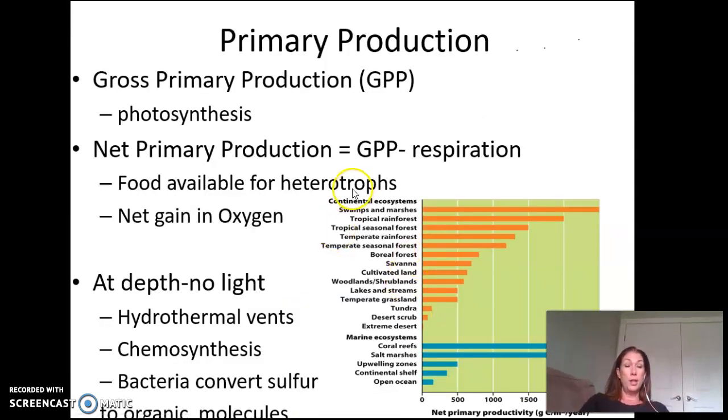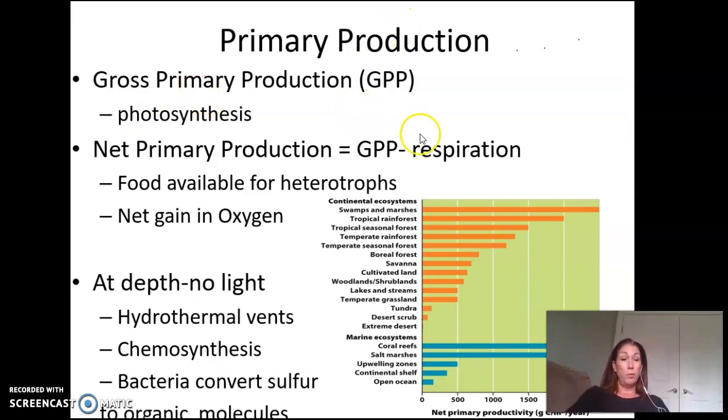Now, another synonym for photosynthesis is primary production. So this is likely how you'll see it on the AP test. Now, when we take a look at primary production, we have two ways of looking at it. Gross primary production is how much total photosynthesis is going on. So this would be the total amount of glucose and oxygen a tree is creating.